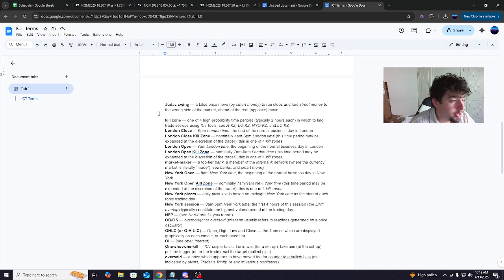Next we have kill zone. It's one of four high probability time periods, typically two hours each, in which to find trade setups. So London kill zone is 10 to 11. That's silver bullet, and there's a few, but that's really the most popular one. I'm sorry, London kill zone is not 10 to 11. That's New York. London kill zone is 4 to 6, and then London open is 8 a.m. London time, which I believe for us is, I want to say 12. London open kill zone is normally 7. I wouldn't pay too much attention to this.